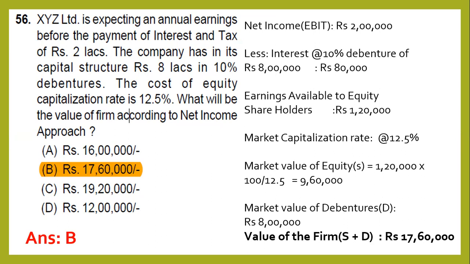Now the market value of debenture, as we know, is 8 lakh rupees. Now what will be the total value of the firm? The value of the firm will be S plus D. That means 9,60,000 plus 8 lakhs. The total value will be 17,60,000 rupees. So therefore, the correct option for the 56th question is B, 17,60,000. So this is how you have to calculate the value of the firm.